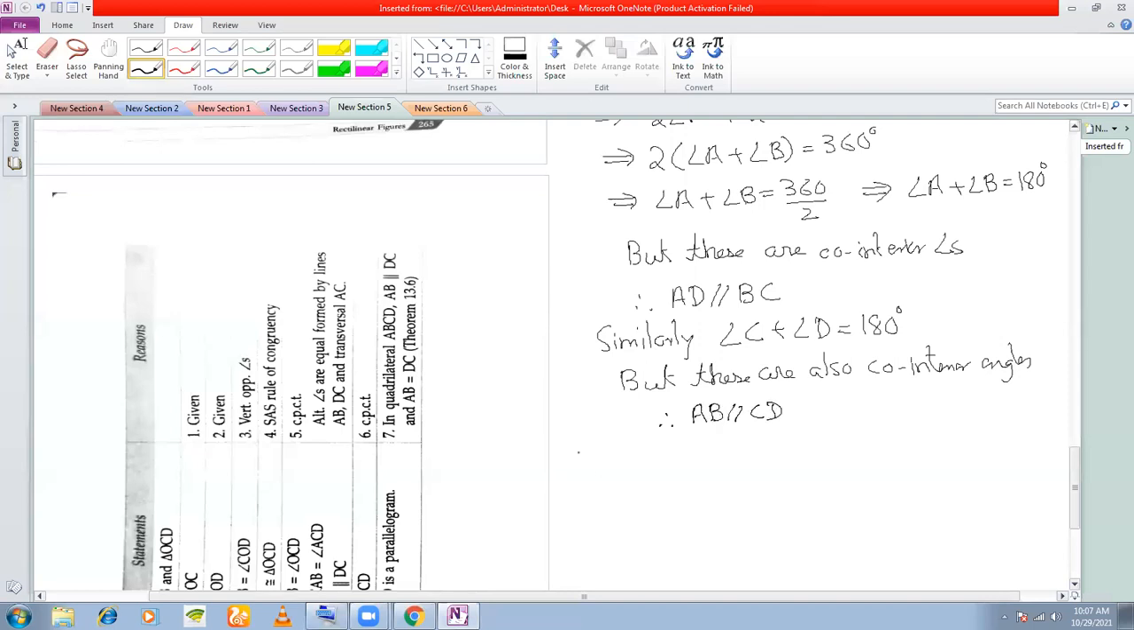Thus, what have we shown? Thus, ABCD is a quadrilateral in which opposite sides are parallel.